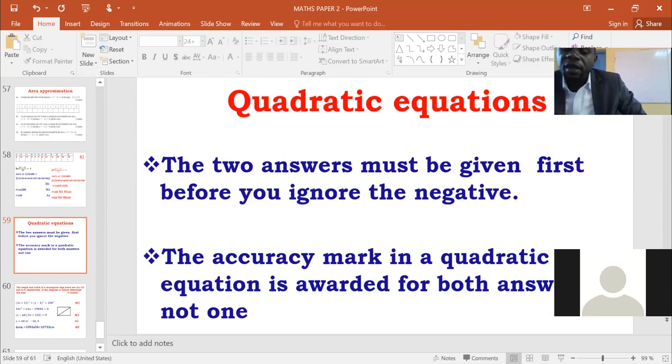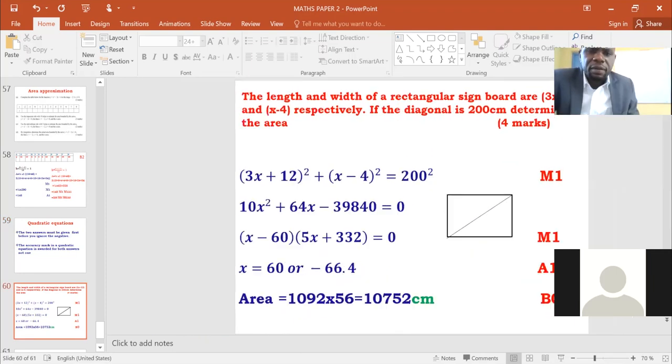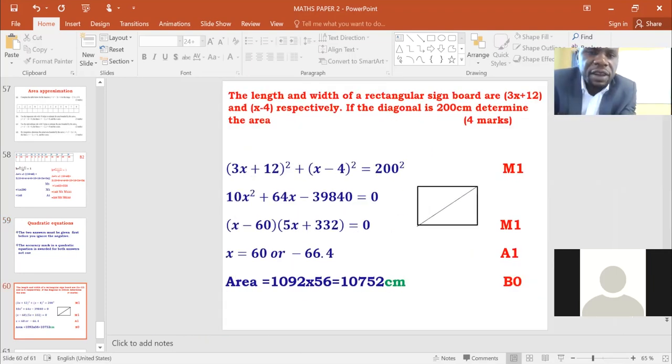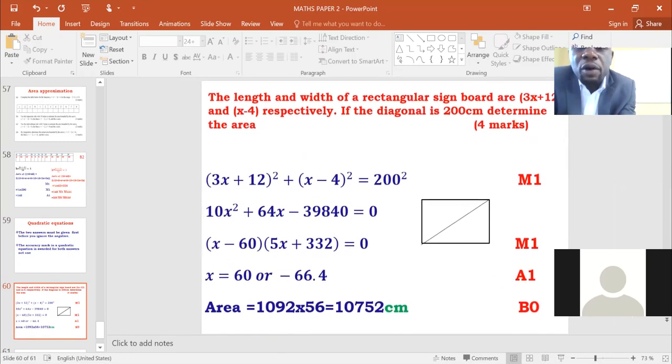Yeah. So I picked on this one. This was, I think, in 2015. You are told the length and width of a rectangular signboard are 3x plus 12 and x minus 4 respectively. If the diagonal is 200 centimeters, determine the area.